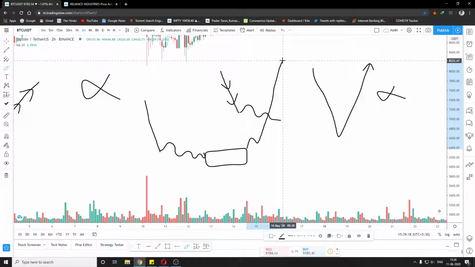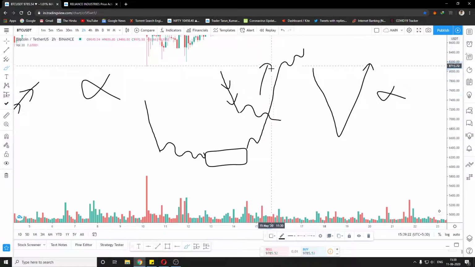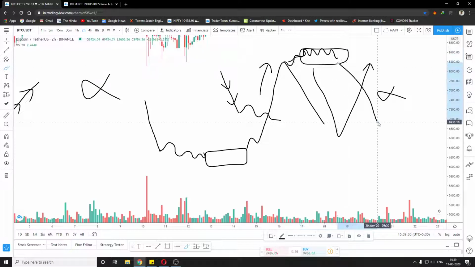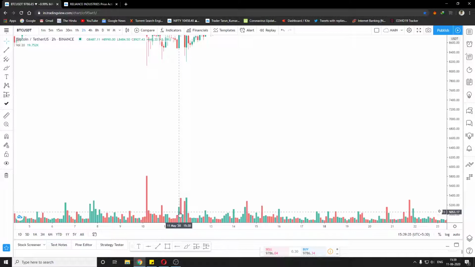At the top we will have something like this, because as the buying pressure is there, the market won't reverse like this. We'll have some small swings, then we'll have a distribution phase, and then the market will come down again. So I hope all these points are clear.